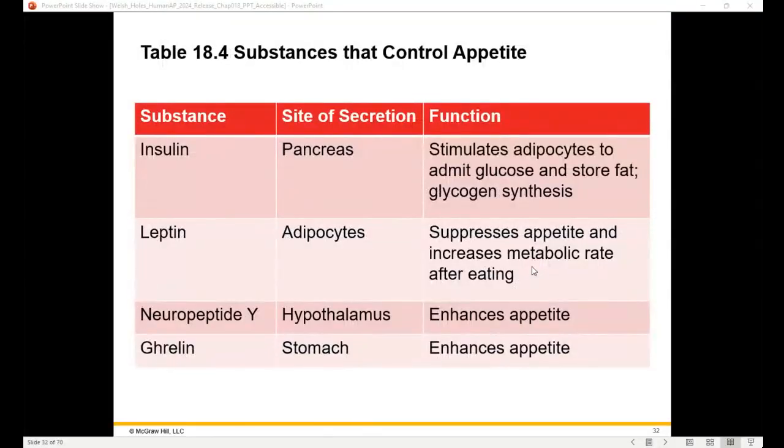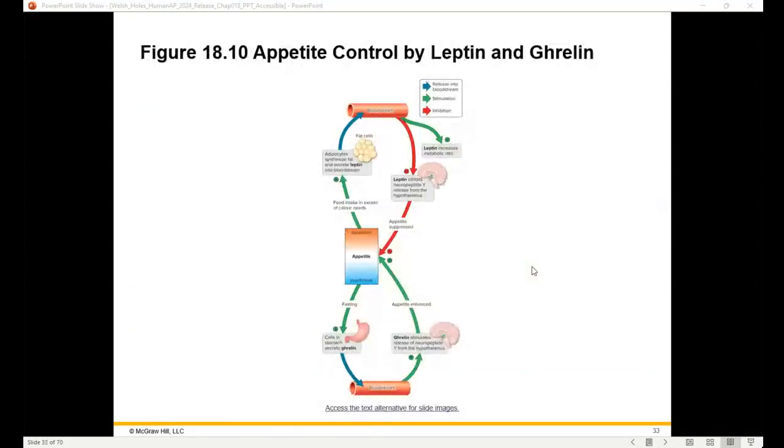This table shows you the substances that control appetite, where they're secreted and their functions. This figure shows you appetite control by leptin and ghrelin. So this is a negative feedback loop. It shows what happens when you have excessive appetite and when you have insufficient appetite, based on those chemicals we just talked about.